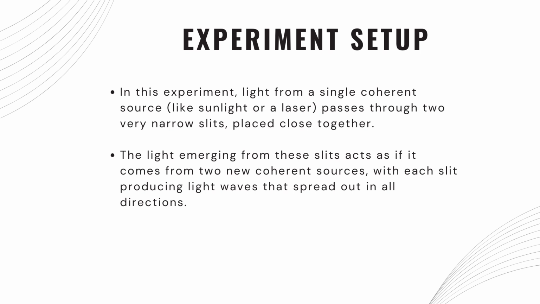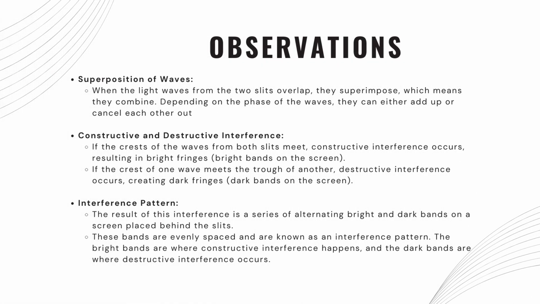The light emerging from these slits acts as if it comes from two new coherent sources, with each slit producing light waves that spread out in all directions. What we observe is superposition of waves, that is, when the light waves from the two slits overlap, they superimpose, which means they combine. Constructive and destructive interference produce bright and dark bands on the screen. These bands are evenly spaced and are known as an interference pattern. The bright bands are where constructive interference happens, and the dark bands are where destructive interference occurs.